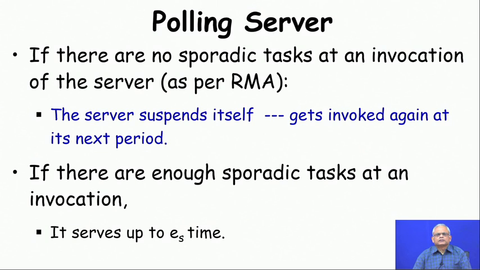But then, compared to a simple periodic server which just keeps on repeating, and even if there is no sporadic task just idles the CPU time, a polling server suspends itself, so that the other tasks can execute. But if there are sporadic tasks during an invocation of the polling server, because the polling server is invoked at time Ts, which is the period of repetition for the polling server, during any invocation, if there is a sporadic task, then it serves it up to its execution time.